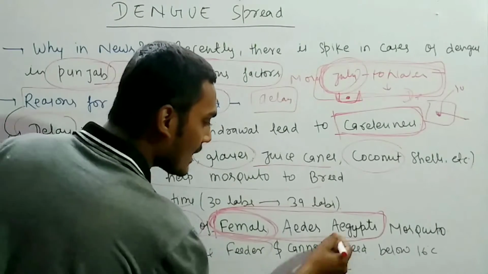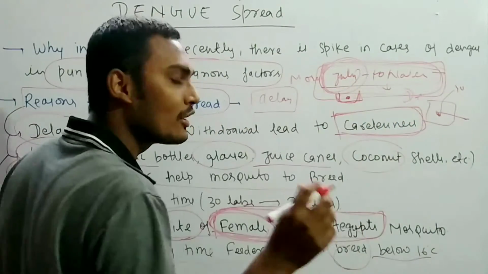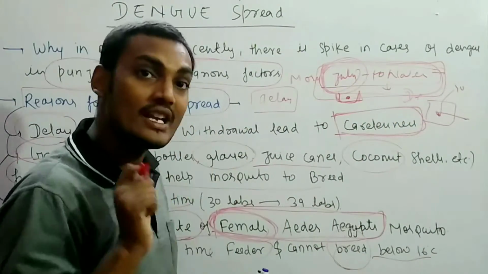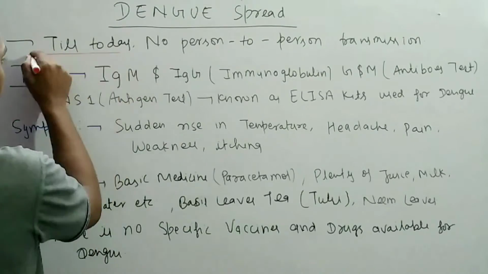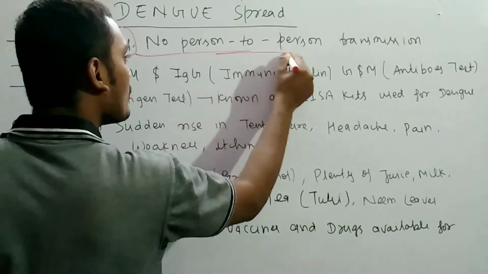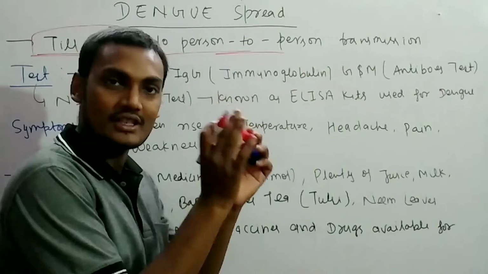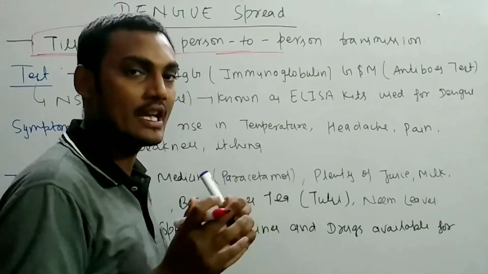And daytime fever, and it cannot breed below 16 degrees. That's why this is the season, and that's why dengue spread is basically seasonal in nature. This is a very important point. Remember that, as of today, when I am making this video, no person-to-person transmission can take place. This is specific to dengue. So till today, no person-to-person transmission is there.